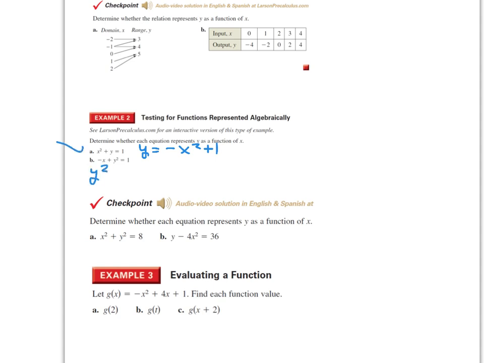So y squared equals negative x plus 1, and then you have to do the square root property. Okay, so now we get this, and this indicates that there are two y's per x. So again, the easiest thing to do is just to graph it. All right, let's go down to this next one.